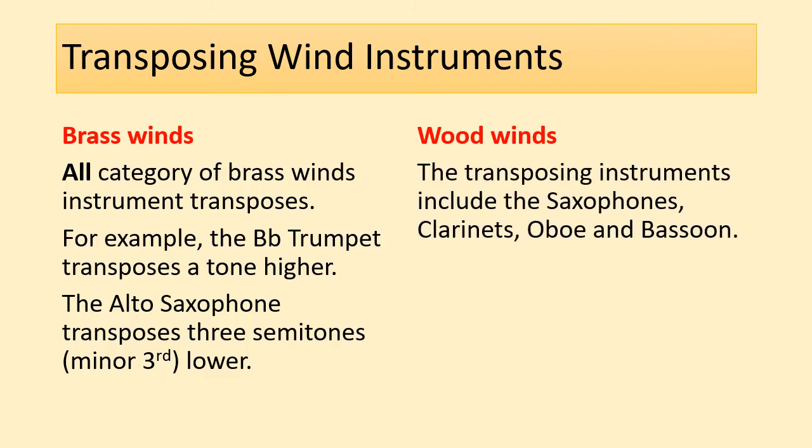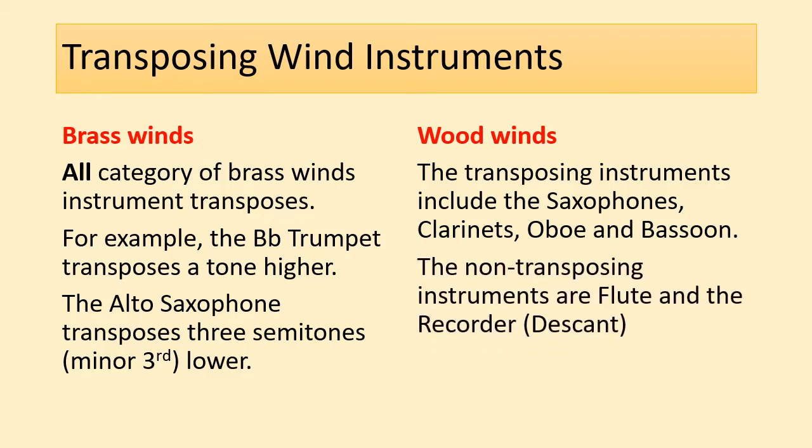Now for the woodwinds, the transposing instruments of the woodwind family include all the saxophones, all the clarinets, and the oboe family, the oboe and the bassoon. The only instruments that do not transpose in the wind family are the flutes. The descant recorder doesn't transpose. When you sound their notes, you can go to the piano and check, it's the same. So that is the easiest way to understand transposition in instruments.